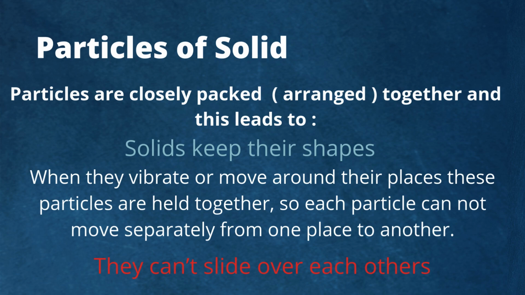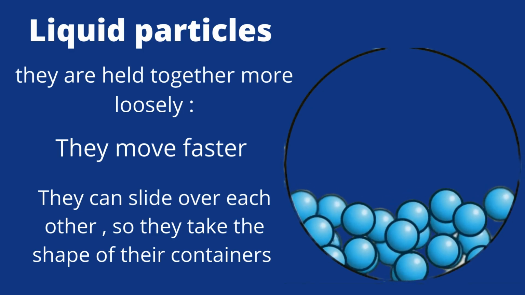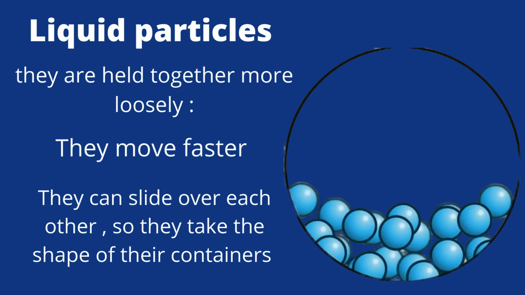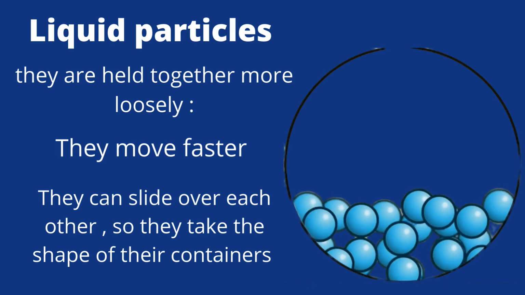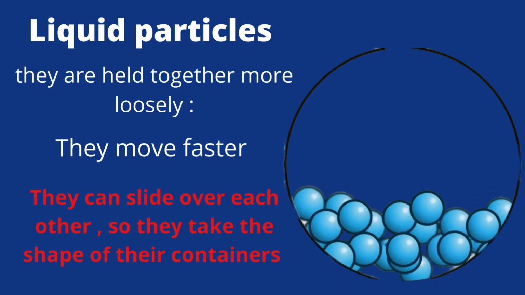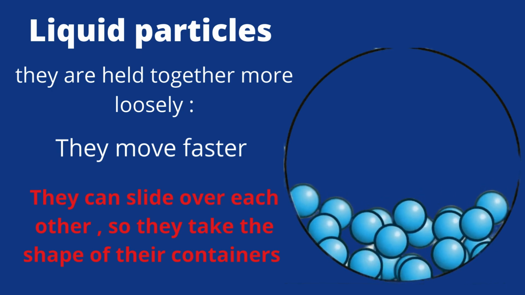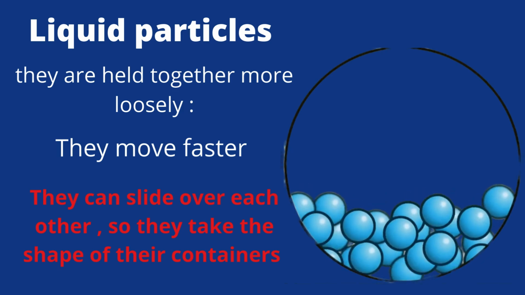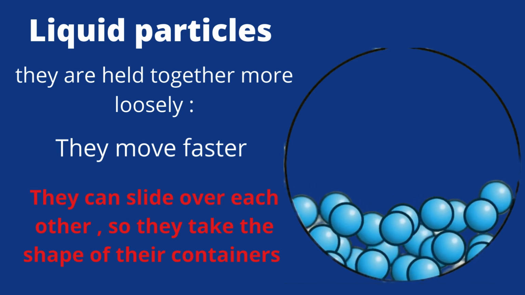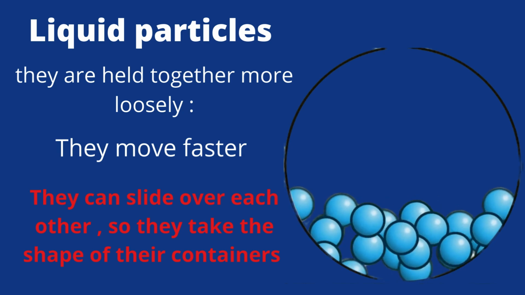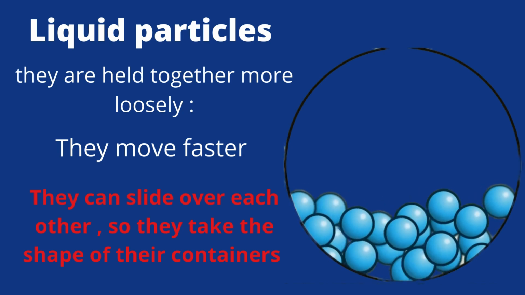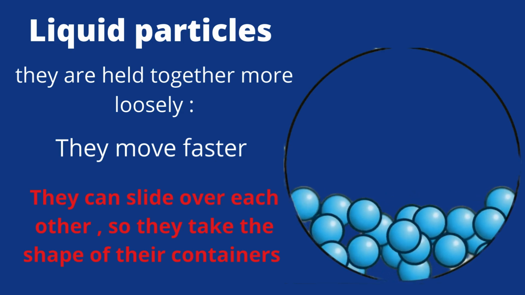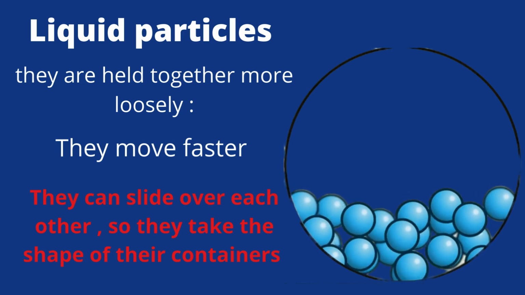But if we talk about liquid particles, here the particles are held together more loosely, not very tight. Loose is the opposite of tight, okay? So they are held together more loosely than the solid particles, so they move faster, as you see here, and they can slide over each other, and this makes the liquid take the shape of its container. They don't have a fixed shape, and this is why: the particles can slide over each other.